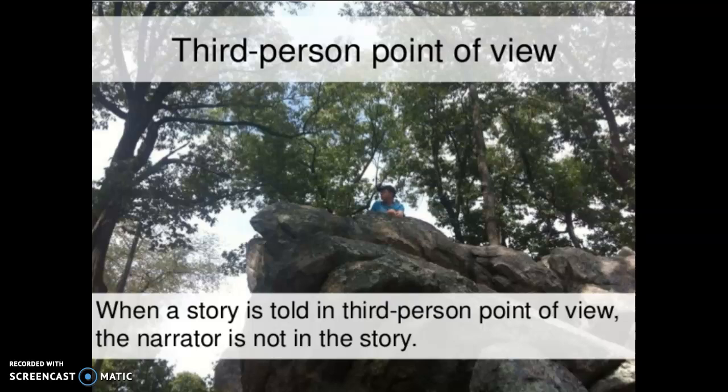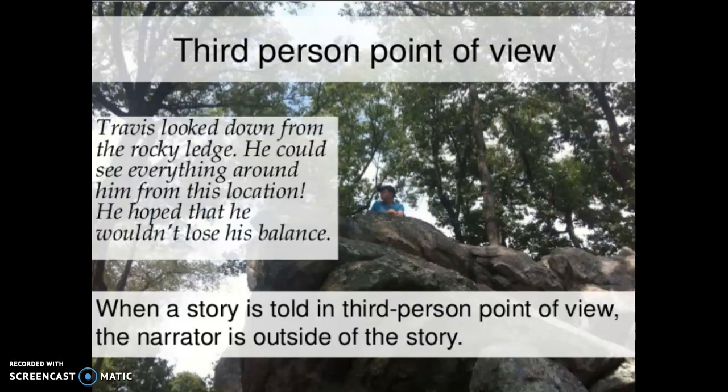Third person point of view. When a story is told in third person point of view, the narrator is not in the story.